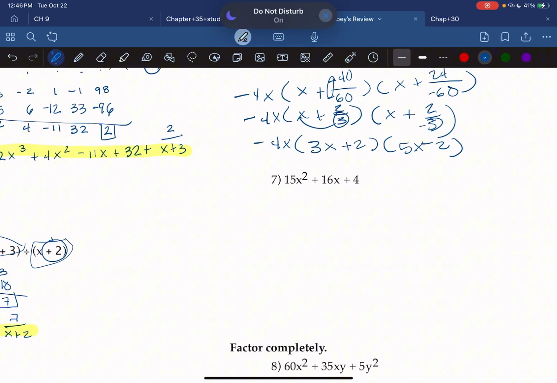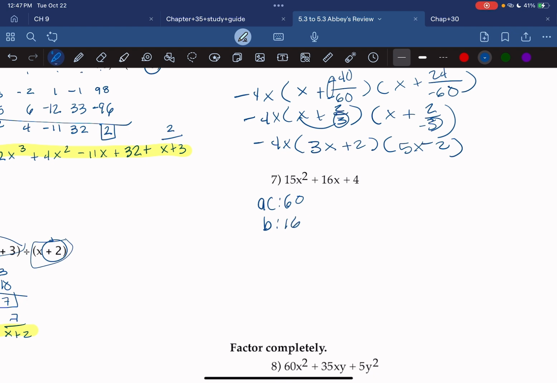Number 7, we're almost done. We're being asked to factor once again. So we have to find a common number between these numbers. Is there a common number between these? There is not, which means it can be 1, which means on the outside of the parentheses it's just going to be nothing. So let's do the usual. A times C and then B. 15 times 4 is going to give us 60. And our B is 16.